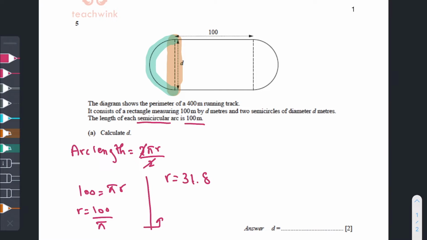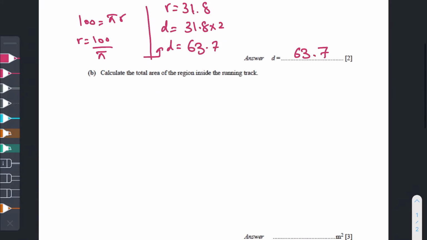Therefore, if we have to calculate d, you multiply 31.8 by 2. When we do that, d comes out to be 63.7 meters. So your answer to the first part is 63.7. The next part of the question says, calculate the total area of the region inside the running track.